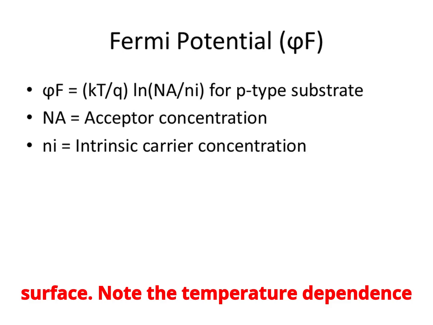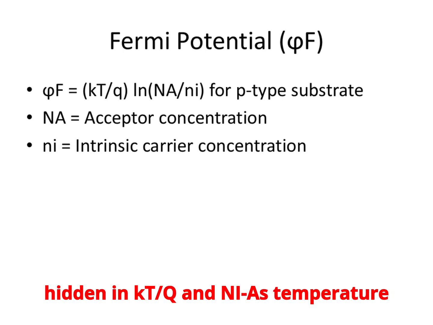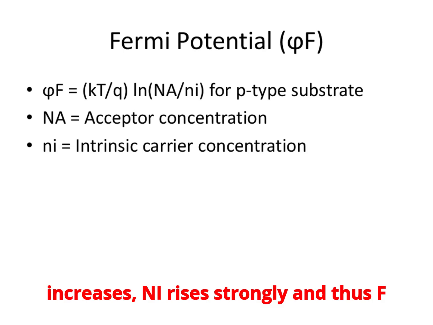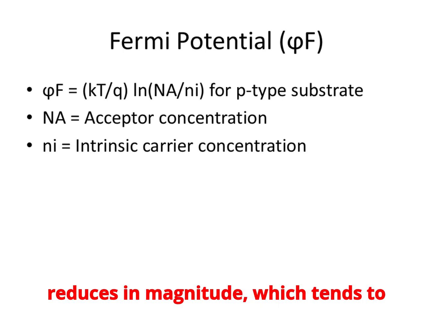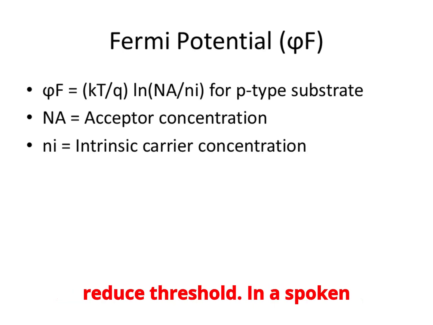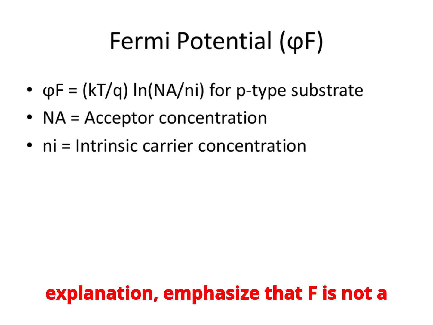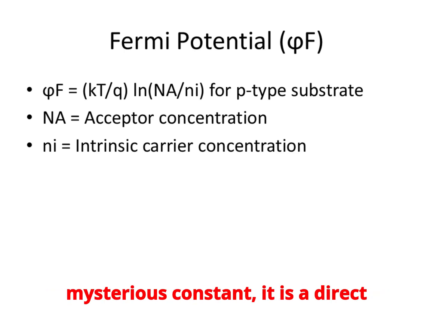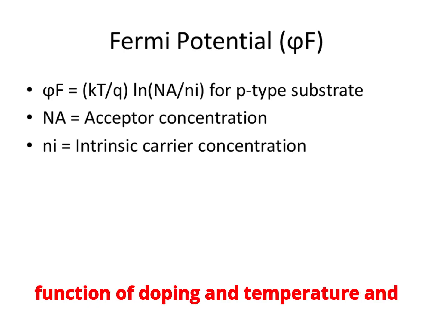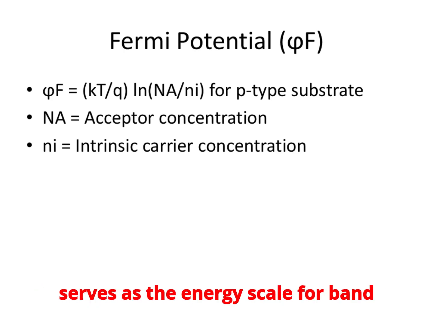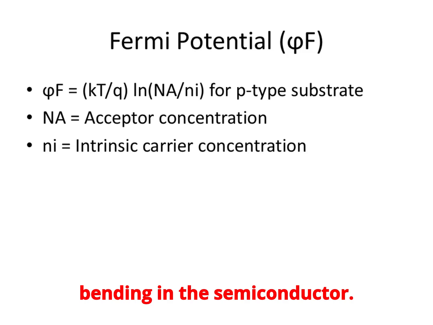Note the temperature dependence hidden in kT/q and Ni. As temperature increases, Ni rises strongly and thus φF reduces in magnitude, which tends to reduce threshold. In a spoken explanation, emphasize that φF is not a mysterious constant, it is a direct function of doping and temperature and serves as the energy scale for band bending in the semiconductor.